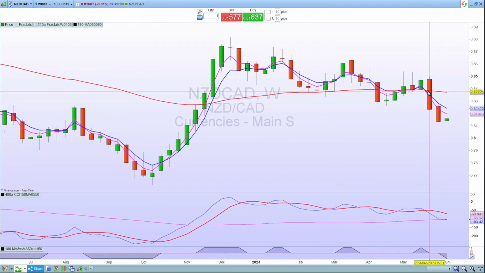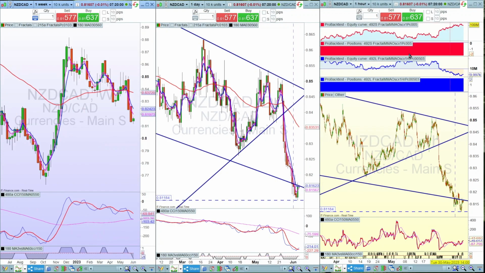Again, both the moving averages of the price chart and the moving averages of the CCI 150 are in a decline, so it's giving us this bearish signal. So predominantly bearish trades on the lower time frames.